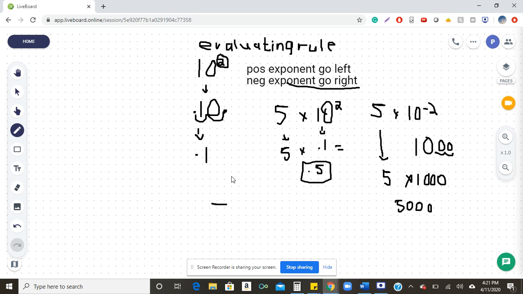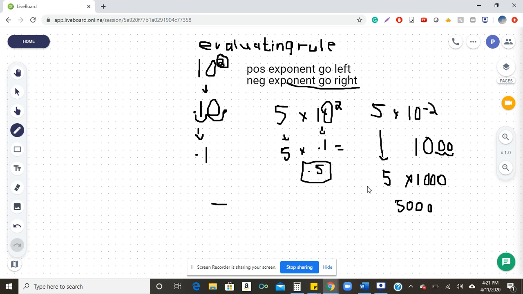So if you want to evaluate this further, we have the 5 times 10 to the second. The 10 to the second we have evaluated to be 0.1, and we have a 5, which we bring down. So we have 5 times 0.1 equaling 0.5. So that's how you can evaluate the entire scientific notation.